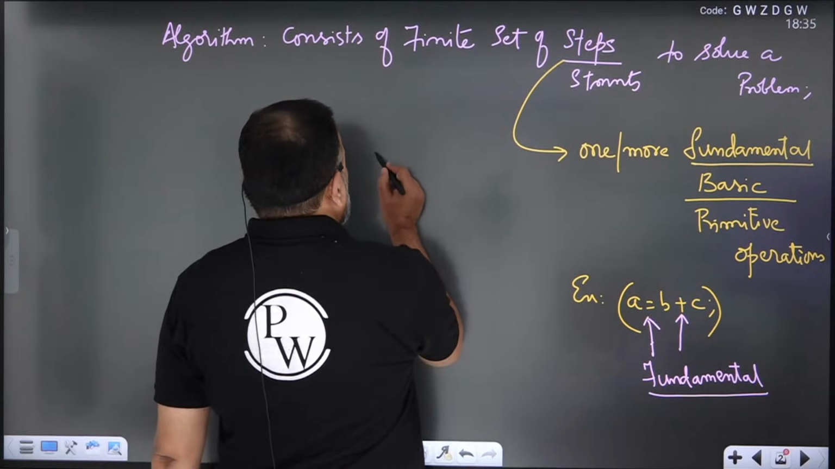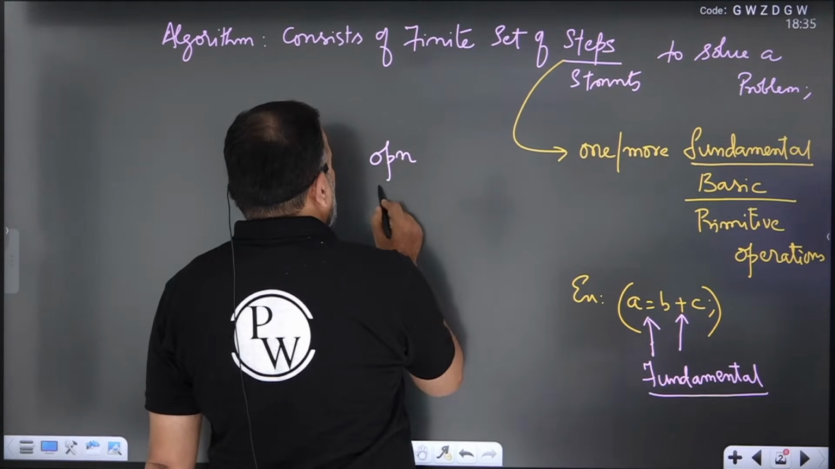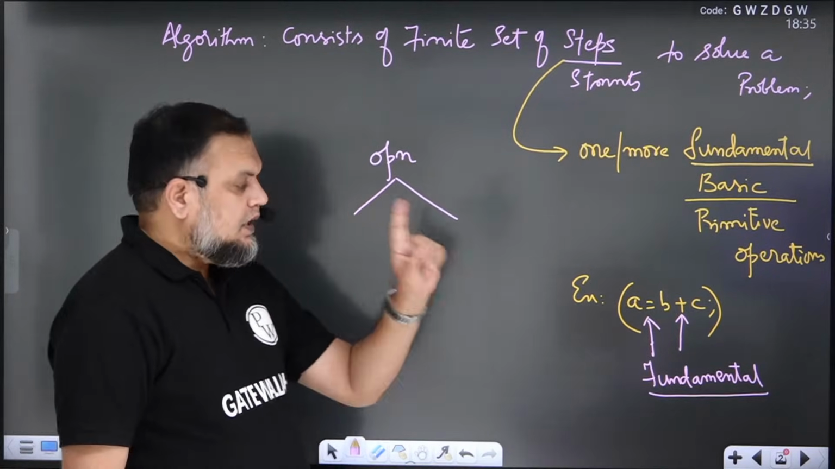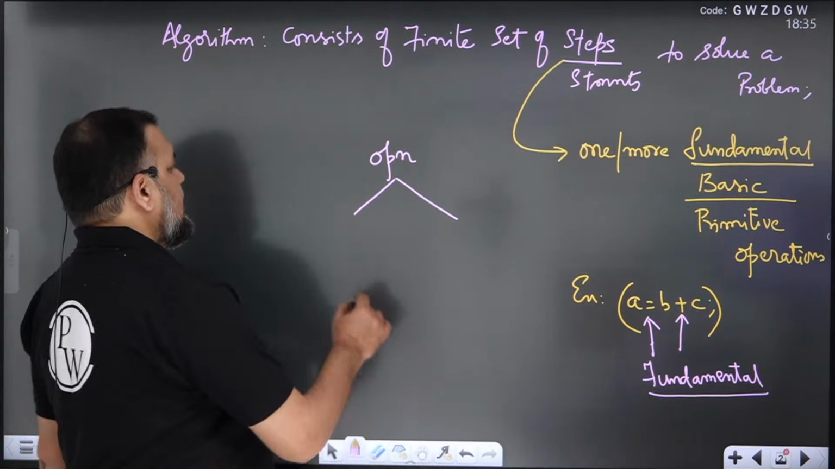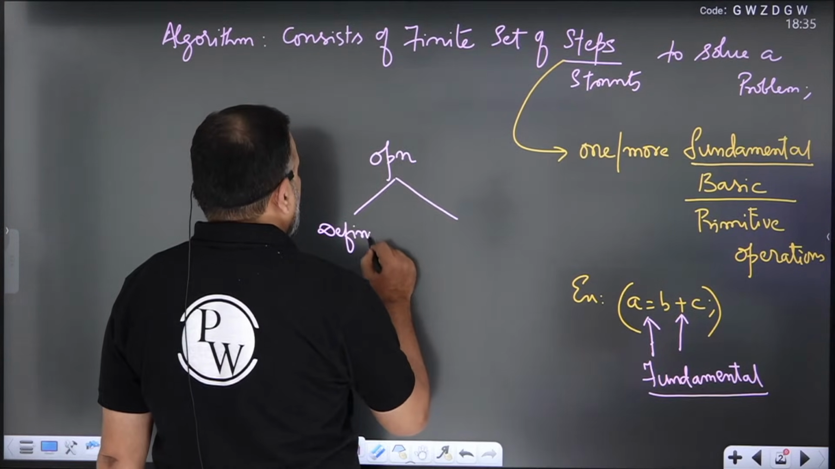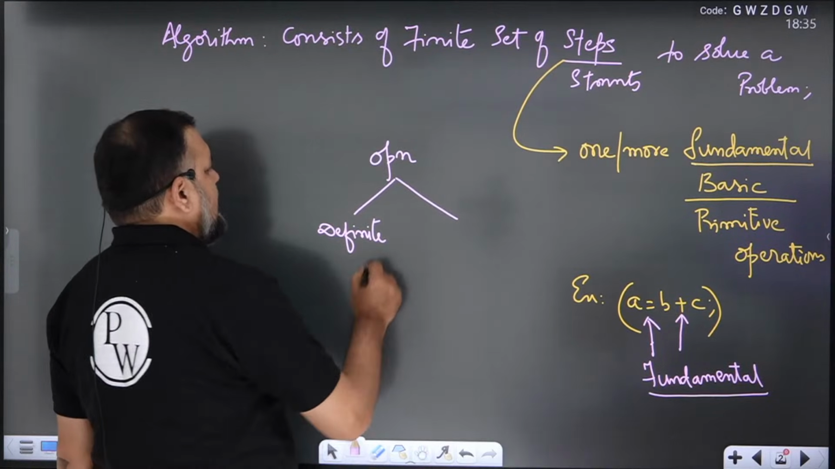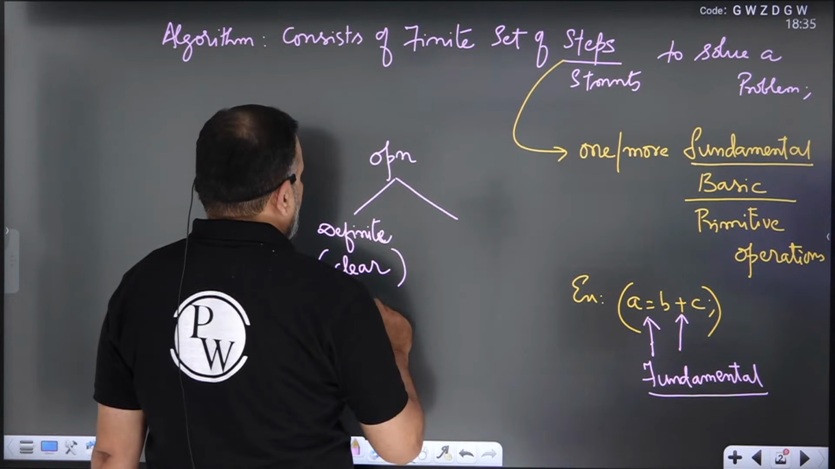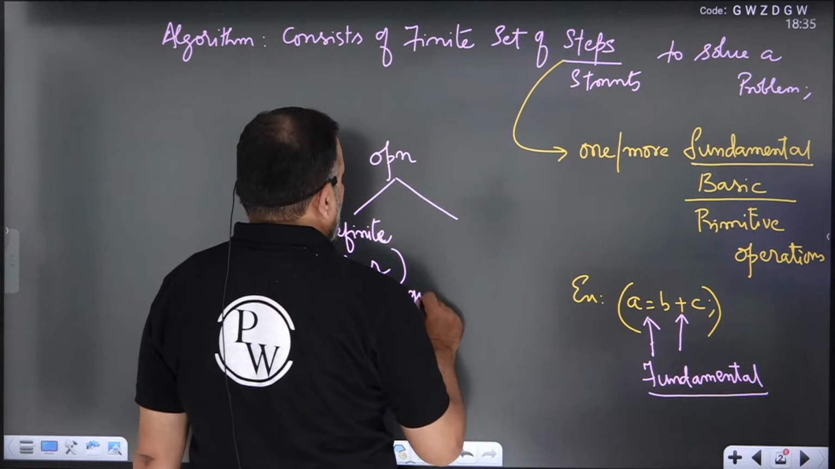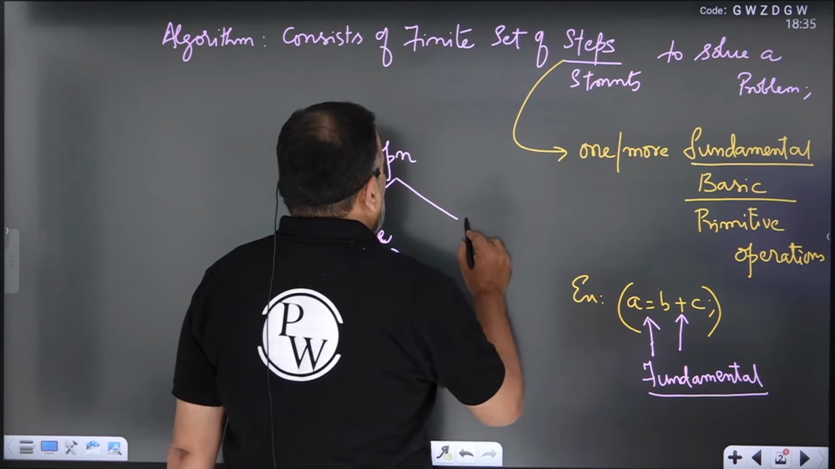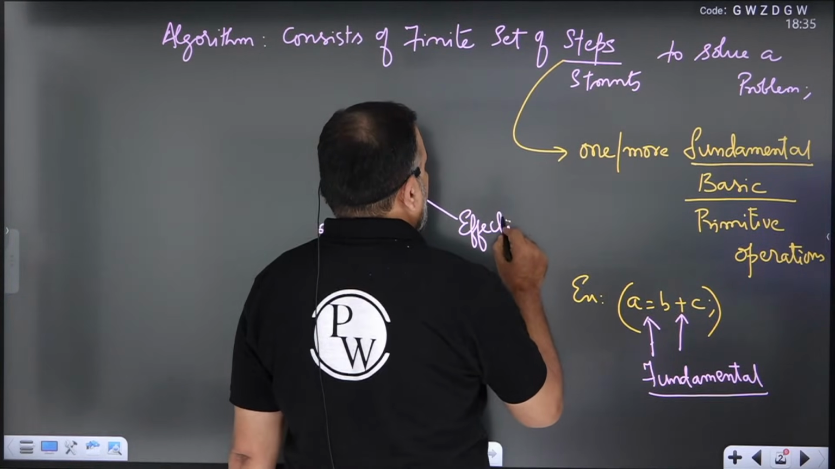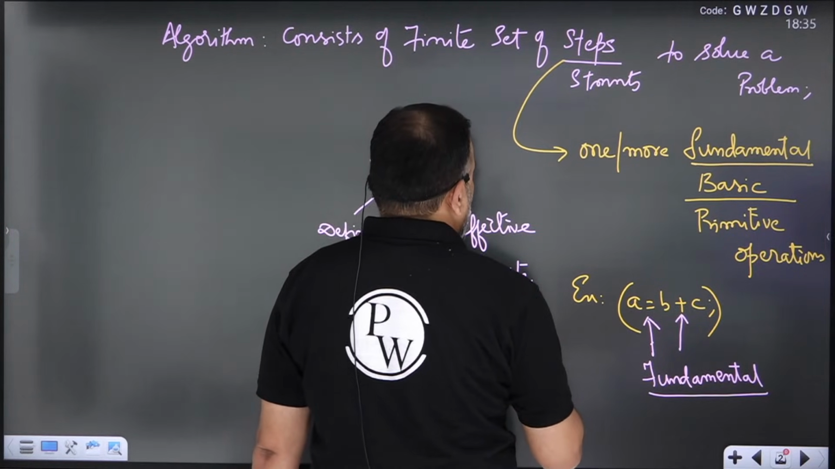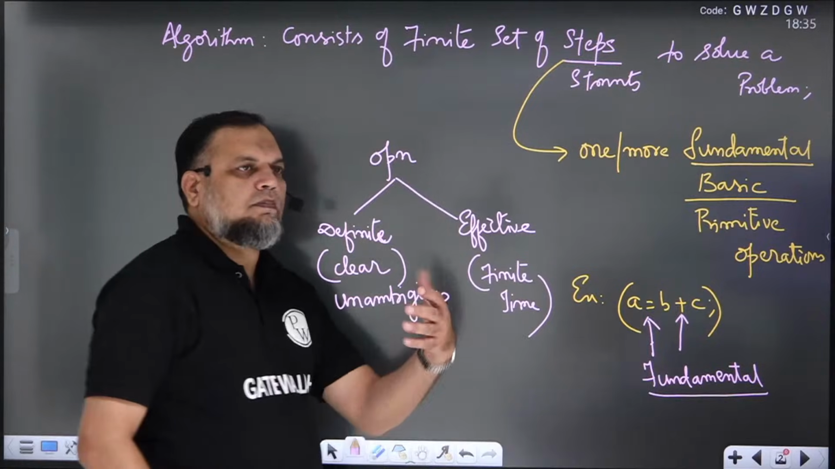Second aspect, each fundamental operation must satisfy two important properties. दो properties satisfy करना चाहिए एक हर fundamental operation. What? Definiteness, must be definite, right? That means it should be very clear and unambiguous. It should not lead to any ambiguity. And it should be effective. Effective का मतलब यह है कि it should take finite time to complete. ऐसा ना हो कि कोई ऑपरेशन इज टेकिंग इनफाइनाइट टाइम.